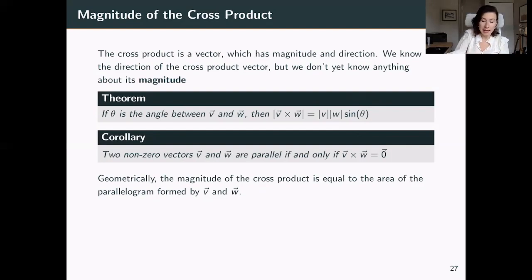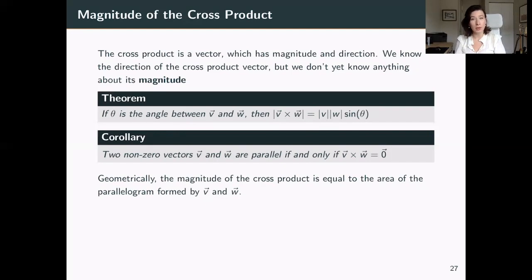It says that the magnitude of the cross product, v cross w, is equal to the product of the magnitudes of v and w times sine of theta, where theta is the angle between v and w. Again, starting in a similar place to when we were looking at the angle between two vectors v and w and relating that to the dot product.